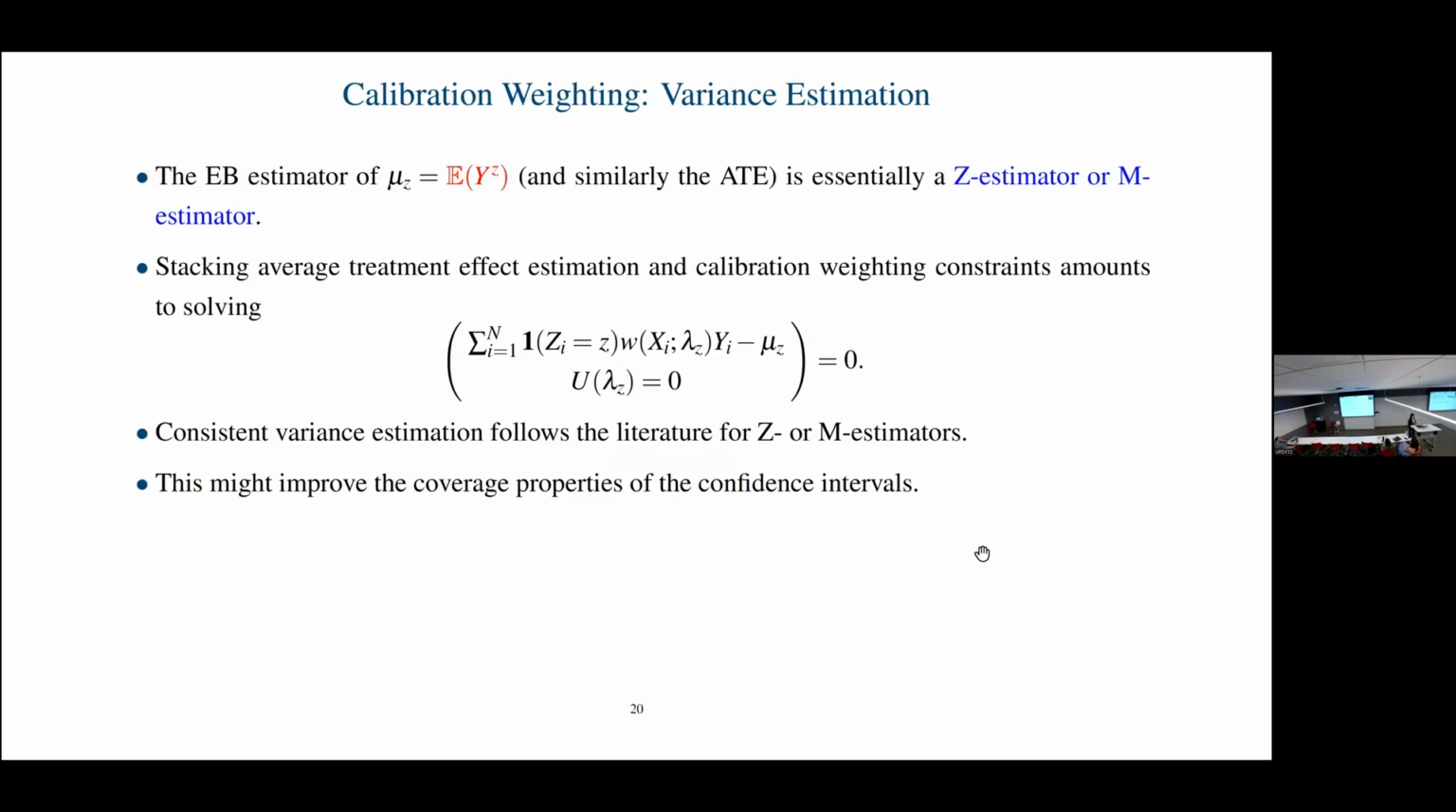If we view the problem in this way, then the calibration weighting estimator for the potential outcome means, or similarly the ATE, the average treatment effect, is essentially a Z estimator or M estimator. By stacking the average treatment effect estimation and the calibration weight estimating equations together, the ATE estimator is just the solution to a system of estimating equations. So consistent variance estimation follows immediately from the literature for Z and M estimators. This might improve the coverage properties of the confidence interval from entropy balancing.